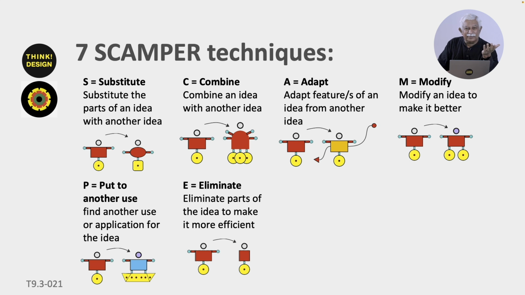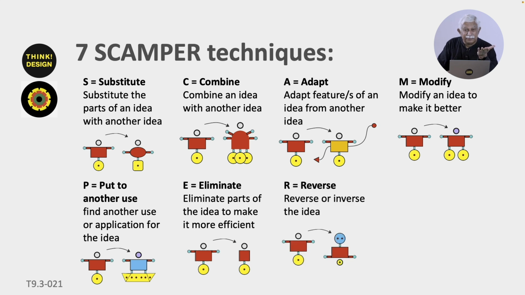So if you look at it, the object has got very simplified by eliminating parts of the idea to make it more efficient. Sometimes you can reverse them. So here actually it's inversed. The bottom becomes the top and the top becomes the bottom. Yeah, again, it looks like it's not the same toy anymore. It's a new toy that you've got here.